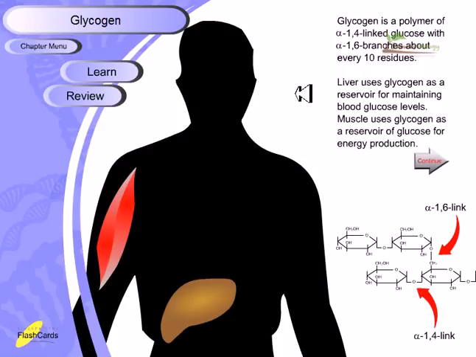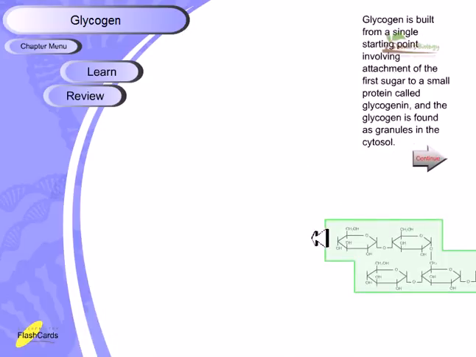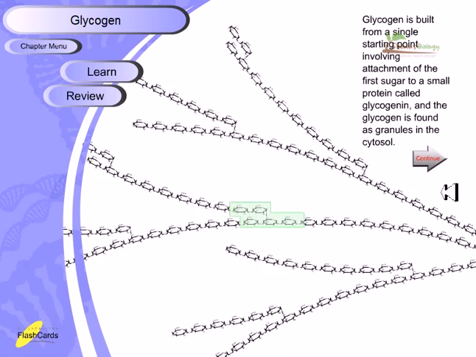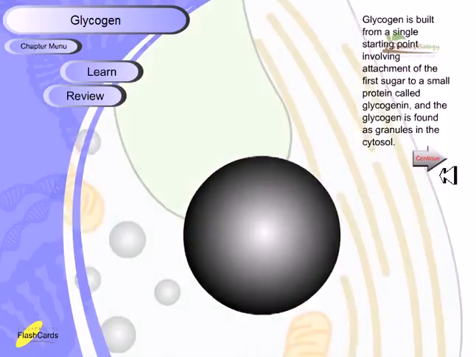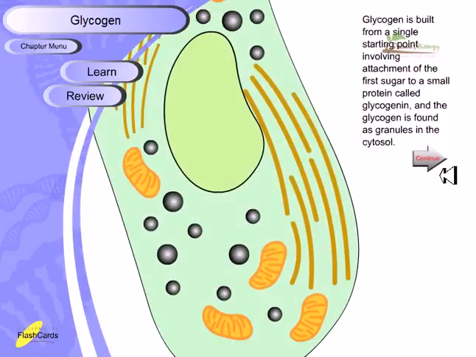Glycogen is a polymer of alpha 1,4 linked glucose with alpha 1,6 branches, as you can see in this picture, and this branching can be found in 1 in every 10 residues. The liver uses glycogen as a reservoir for maintaining blood glucose level. Muscle uses glycogen as a reservoir of glucose for energy production, because muscle needs to produce energy most of the time. Glycogen is built from a single starting point involving attachment of the first sugar to a small protein called glycogenin, and glycogen is found as granules in the cytosol, as you can see here.